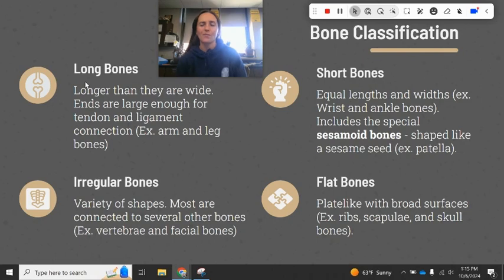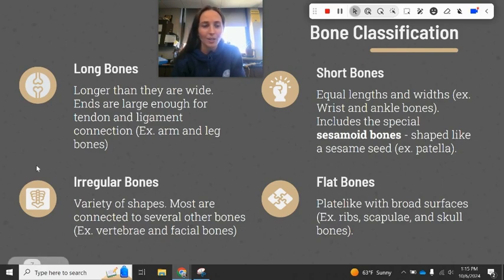Another way scientists are going to refer to bones is by their shape, and they're going to classify them into five-ish areas. Long bones are long. They're longer than they are wide. This is kind of your classic bone that you think of when people think of a bone, right? An example would be our arm and leg bones. Those ends are large enough for tendon and ligament connections or attachment points, so we can move our bones certain ways and use our muscles to move those.